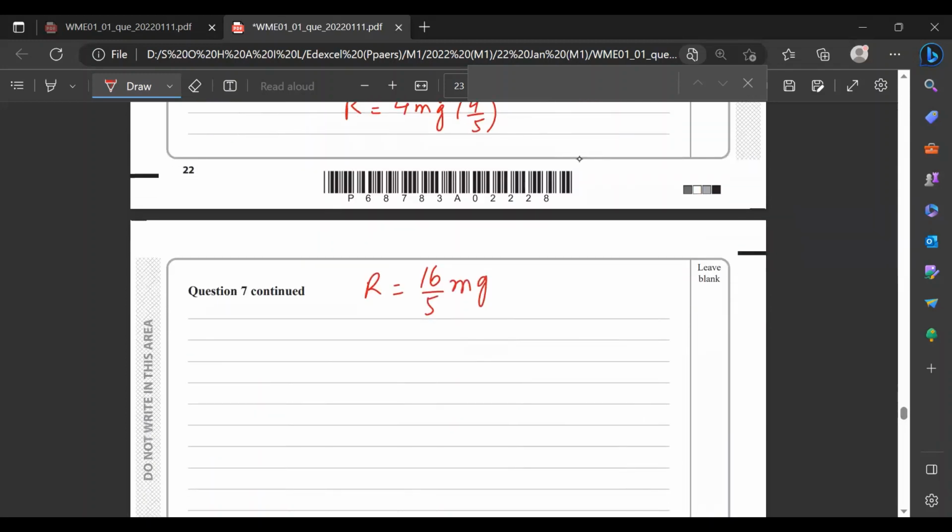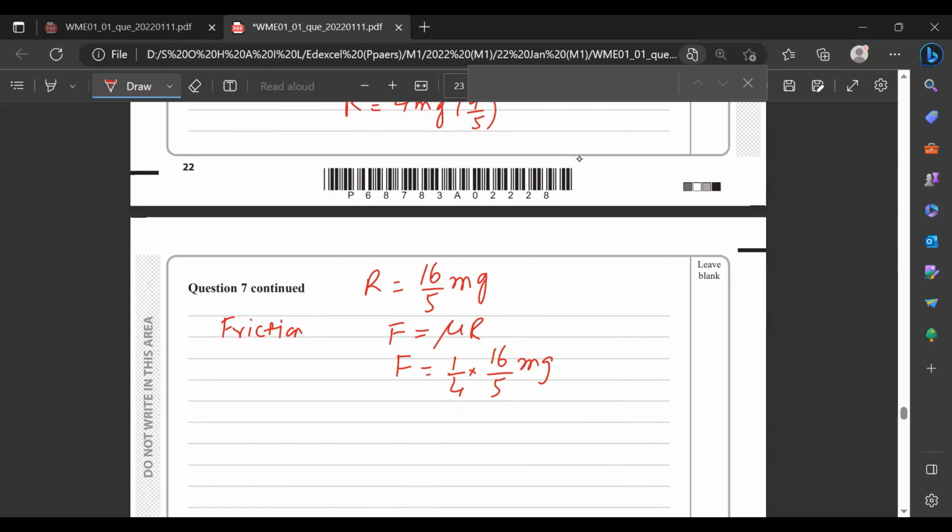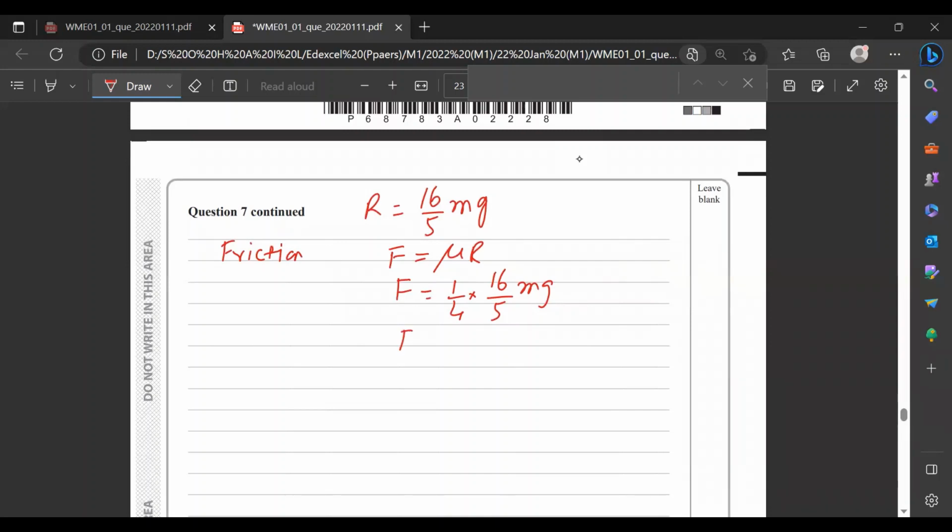This I can use here to find the friction. So the friction force F is equal to mu R. Mu is given, and R is 16 over 5 mg. In this way, the friction force is equal to 1 over 4 times 16 over 5 mg.